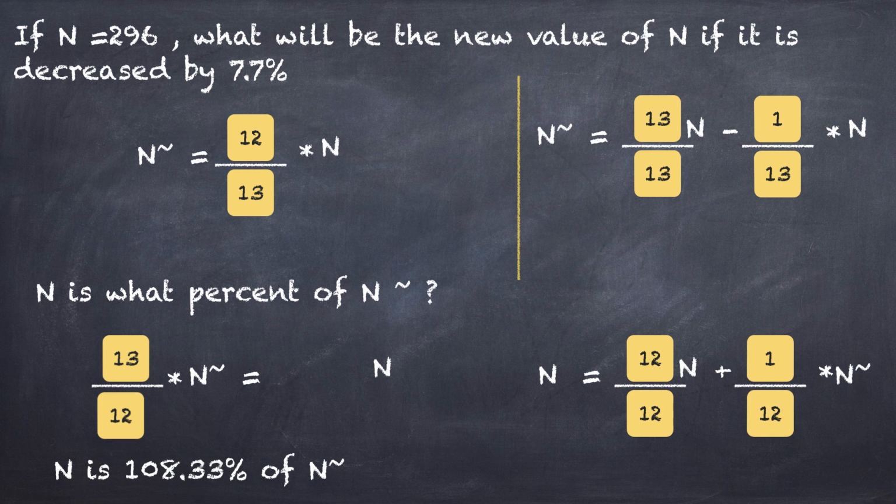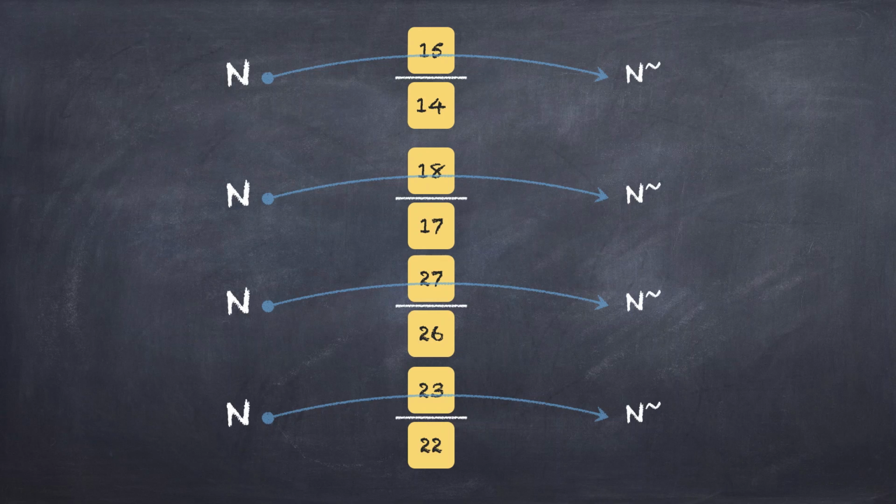Again, how did I come to that so quickly? I know 1 by 12 is 8.33%, and this fraction can be split into n is equal to 12 by 12 plus 1 by 12 of n dash, and 1 by 12 is 8.33, which also tells me that n is 8.33% more than n dash. This is how I would visualize.